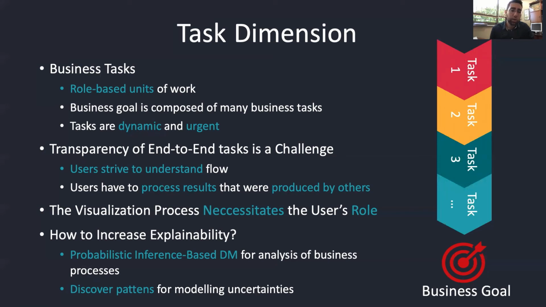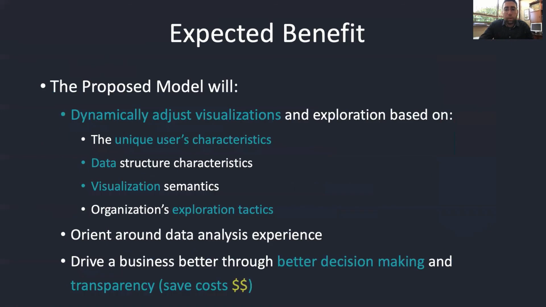Now, with this in mind, we will use probabilistic inference and data mining algorithms for analyzing data sets that arise from user interactions, for discovering patterns, modeling uncertainties, and thus providing more transparency. We expect that the proposed model will be able to dynamically adjust visualizations and explorations based on the unique user's characteristics, on the visualization semantics, on data structure characteristics, and on the overall interaction of the users of an organization defined by specific patterns such as exploration tactics implemented by the users.